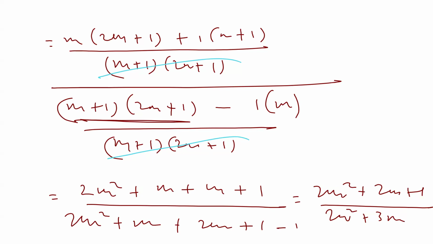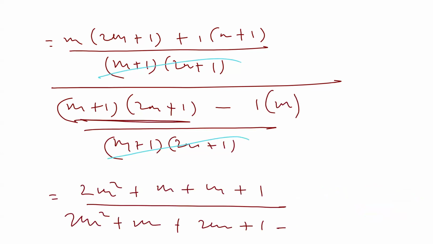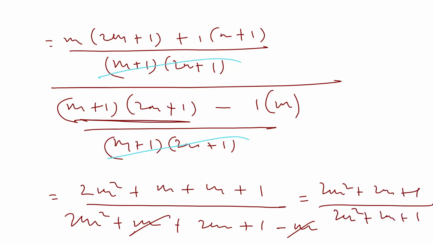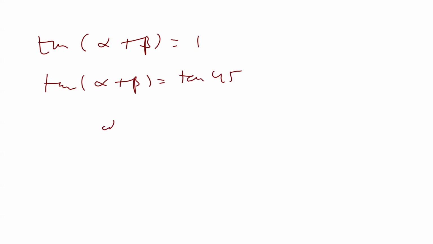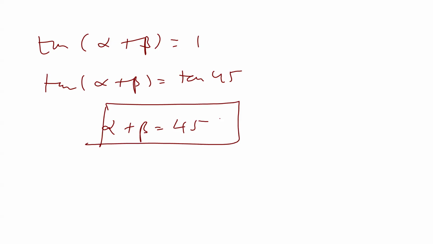So this has to be m. So this m and this m is gone. So this is equal to 2m square plus 2m plus 1 upon 2m square plus 2m plus 1. So we got the value of tan(alpha plus beta). Tan(alpha plus beta) is equal to 1. Tan(alpha plus beta) is equal to tan 45. Alpha plus beta is equal to 45. Hence proved. Or rather, we just found out the value of alpha plus beta.